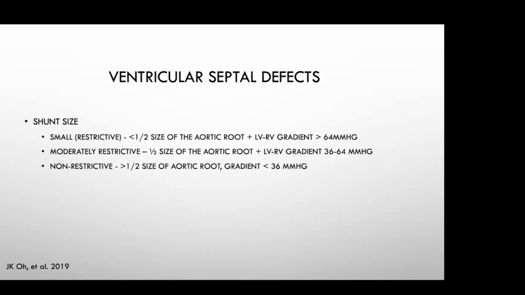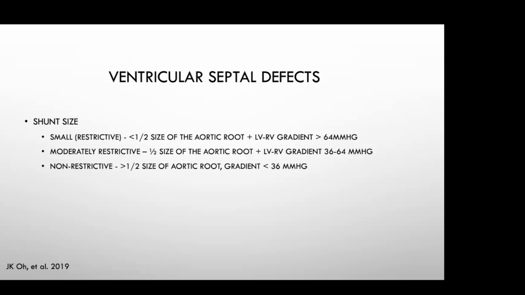VSDs can be classified by their size. So small or restrictive VSDs are less than half the size of the aortic root, and they have an LV to RV gradient of over 64 millimeters of mercury. Moderately restrictive defects are about half the size of the aortic root, and they have a gradient of 36 to 64 millimeters of mercury. And non-restrictive VSDs are more than half the size of the aortic root, and they have a gradient of less than 36 millimeters of mercury.